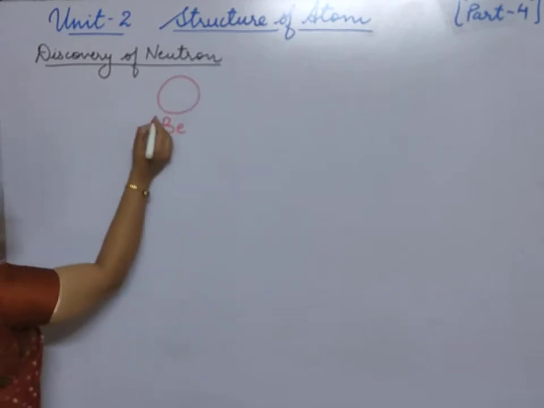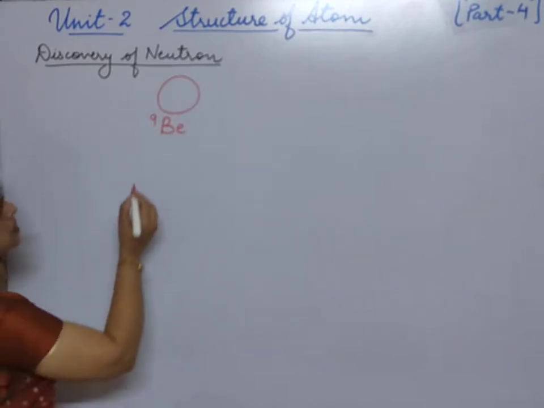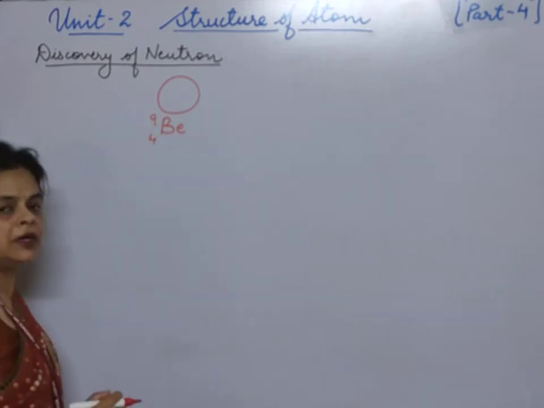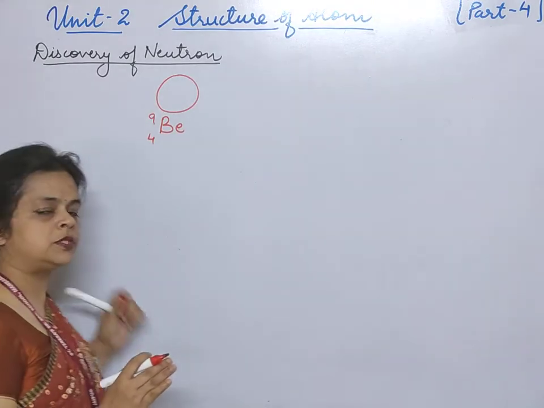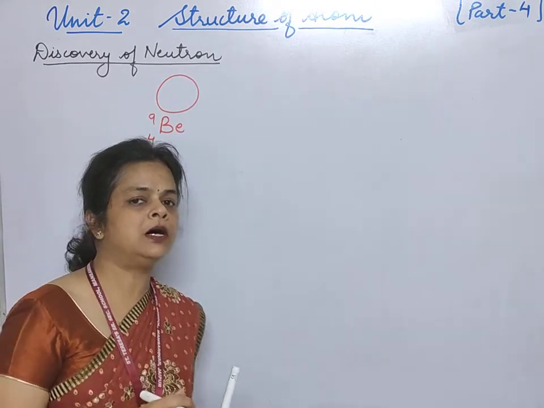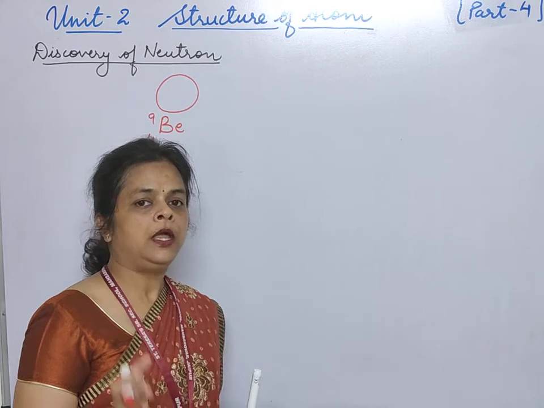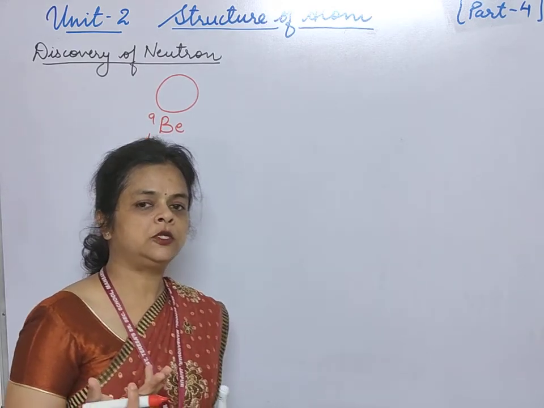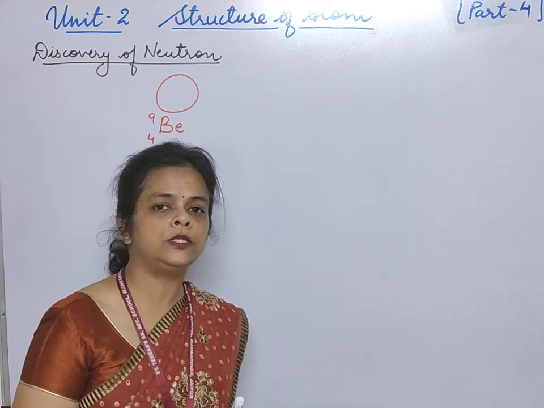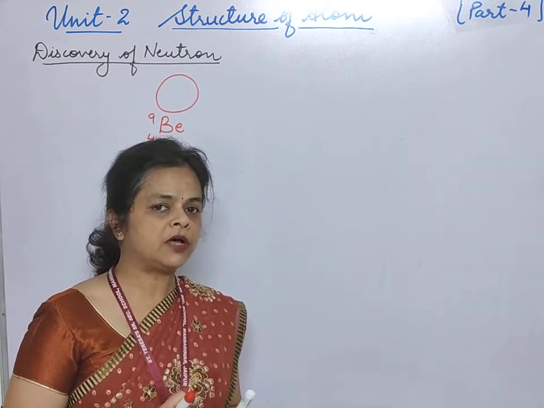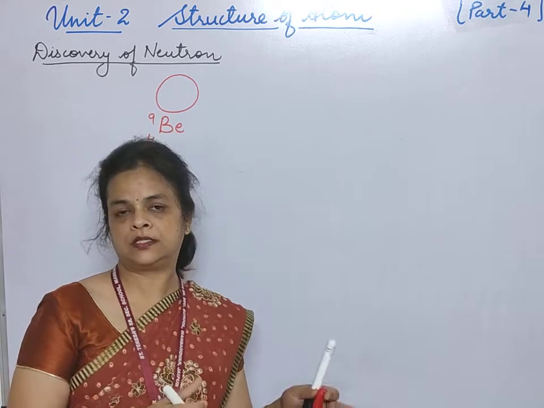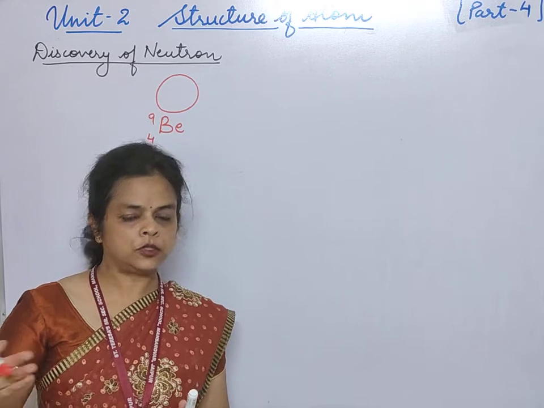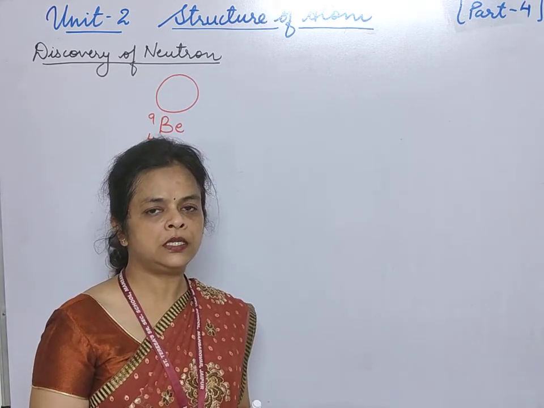What is beryllium? Its atomic number is 4, and its mass number is 9. I hope students you must be clear with the difference between the atomic mass and the mass number. What is atomic mass? It is the mass equal to 1/12 of the mass of one atom of carbon 12, that is, relative mass. And mass number is equal to the number of protons and neutrons, that we are going to discuss in the next section.